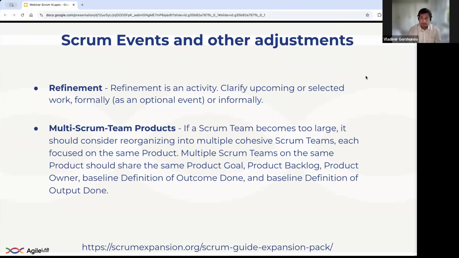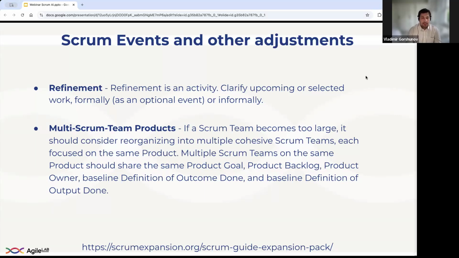What are the adjustments? We're talking about a natural one, that refinement is an activity. It's an ongoing activity, but it can be formal and informal. And when we're saying it can be formal, it means it can have representations of real events, scheduled events. So again, nothing new, but it makes it a little bit clearer how to handle it.